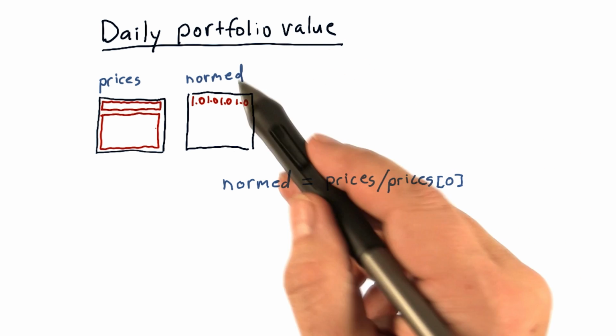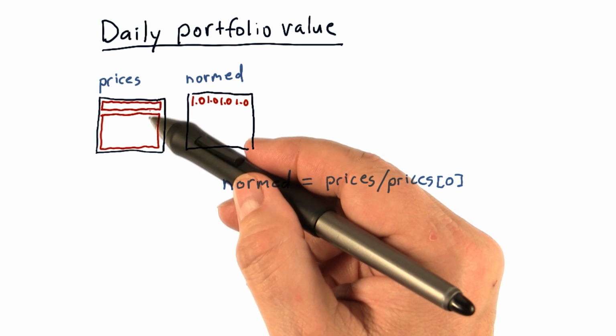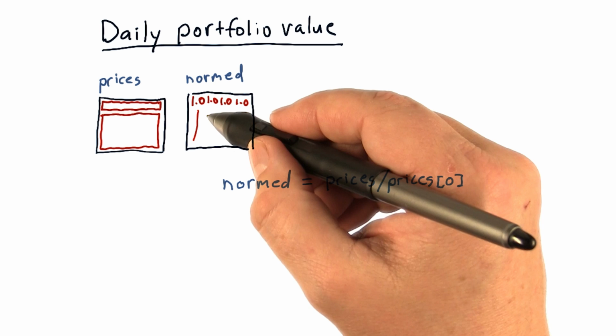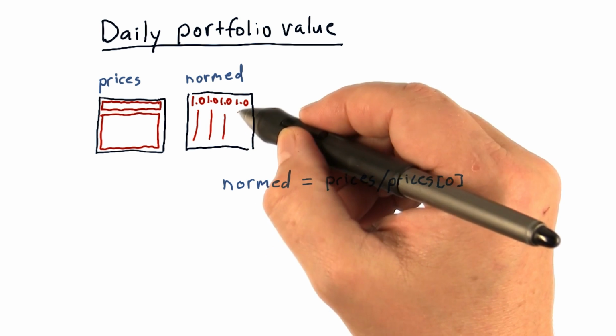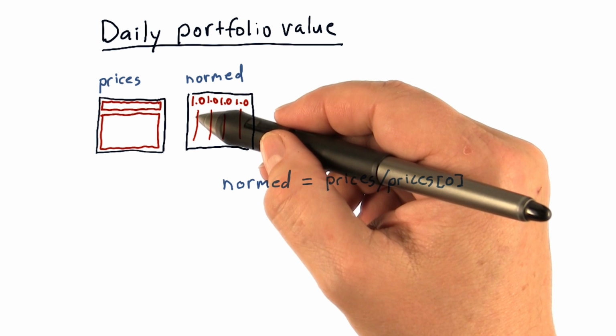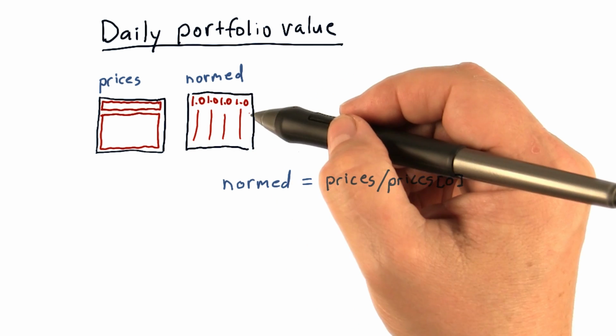So after we normalize, we have a new data frame normed, which is, as we said, all of the prices divided by the first row. So that's going to give us this new data frame where the first row is all 1.0, and then it proceeds after that. And these are essentially cumulative returns starting from the start date.